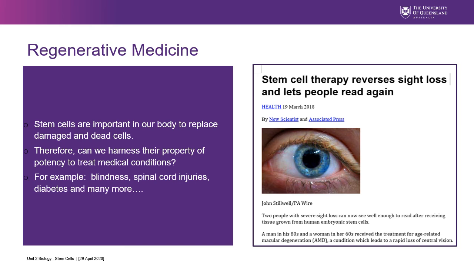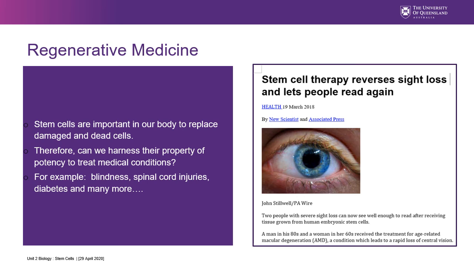Stem cells are important in our body to replace damaged and dead cells. Therefore, can we harness their property of potency to treat medical conditions? For example, we might be able to treat blindness, spinal cord injuries, diabetes, and many more. This concept is called regenerative medicine. This is where we use stem cells to grow a particular tissue or organ in the lab and then use that tissue or organ in a transplant for a patient.